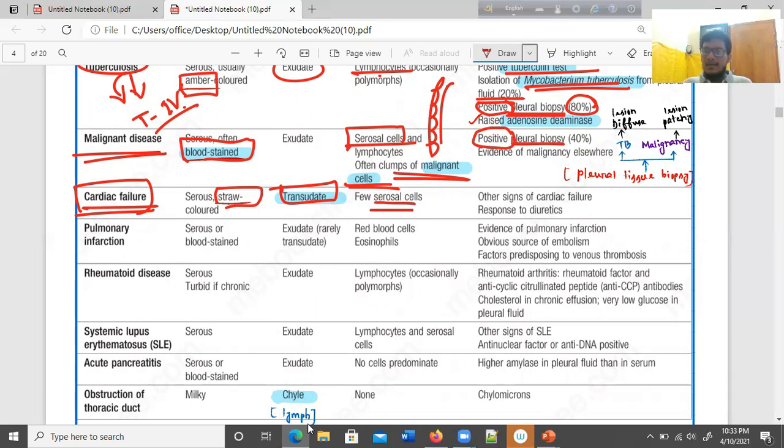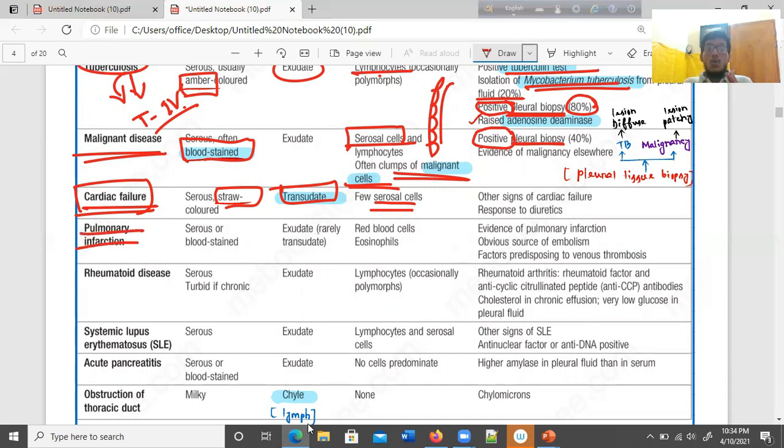And if you take the history, the patient will give you a history of chronic hypertension, or you may find clinically peripheral edema, exertional dyspnea, raised JVP, or any other things that may give you a clue of some heart failure condition. Okay, so pulmonary infarction.